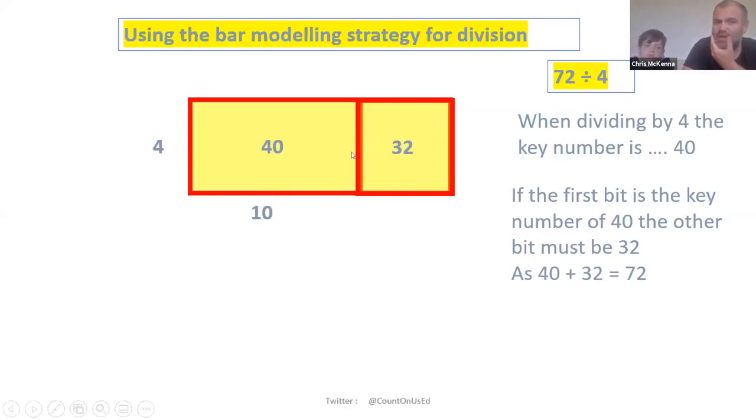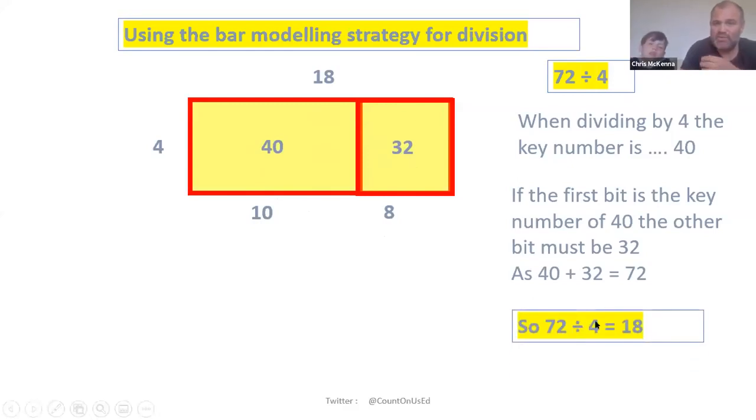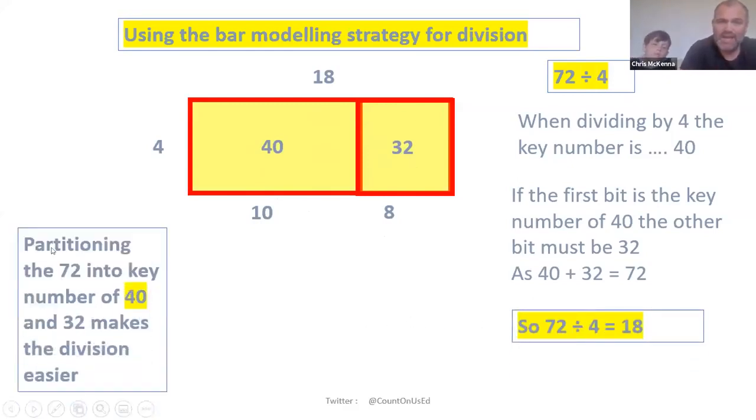32 divide 4, so instead of dividing 72 by 4, we can divide these two numbers by 4 separately. So 32 divide 4 equals 8. That means that 72 divide 4 is your 10 plus your 8, which is 18. The answer is 18. So 72 divide 4 equals 18. Again, partitioning the 72 into key number of 40 and 32 makes the division easier.